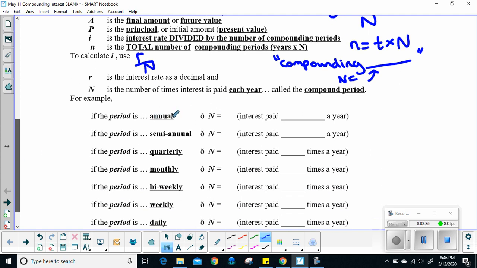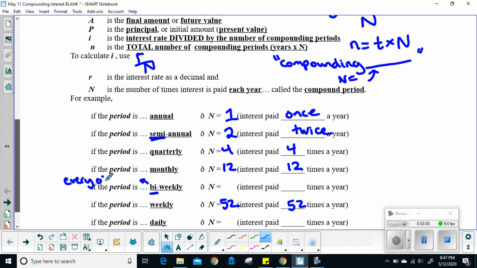If you see the word annual, interest is paid once a year, so your n will be 1. Semi-annual means you are being paid twice a year, so that's 2. That's what semi means, twice. Quarterly, well, that's just 4 times a year. Monthly, well, once a month, and we've got 12 months in a year. Weekly, well, we've got 52 weeks in a year. Bi-weekly, bi means every other, so it's happening every other week.